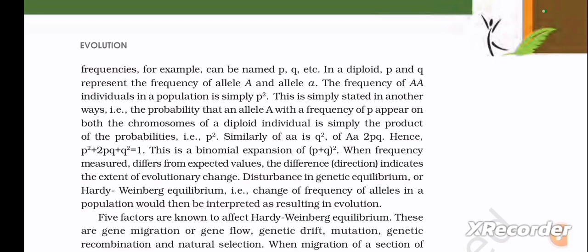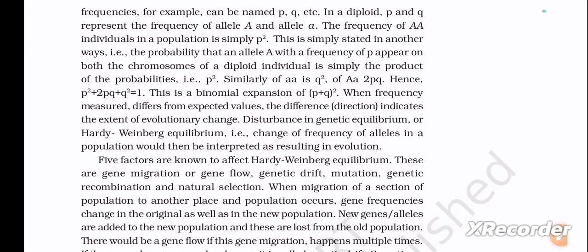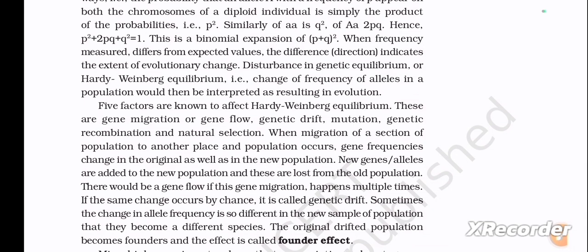When the frequency measured differs from expected values, the difference indicates the extent of evolutionary change. Disturbance in genetic equilibrium, or Hardy-Weinberg equilibrium, that is, a change of frequency of alleles in a population, would then be interpreted as resulting in evolution. Five factors are known to affect Hardy-Weinberg equilibrium. These are gene migration or gene flow, genetic drift, mutation, genetic recombination, and natural selection.